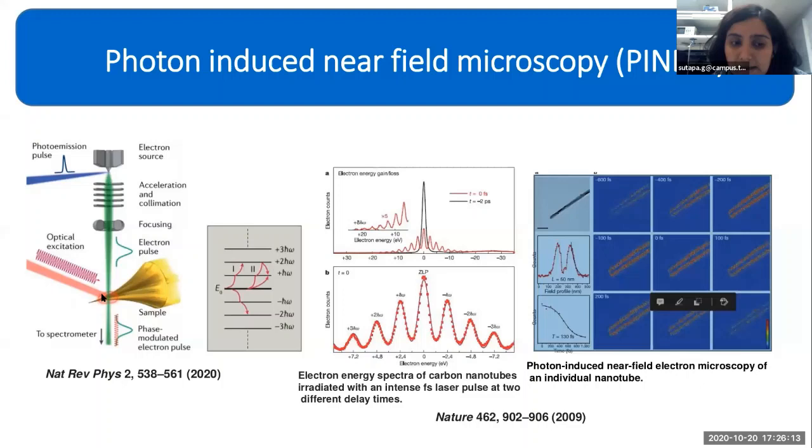By tuning the sample, you can image in time. So how you are controlling time is basically by controlling the delay between your electron and the optical excitation. So that's how you can image it in four dimensions.